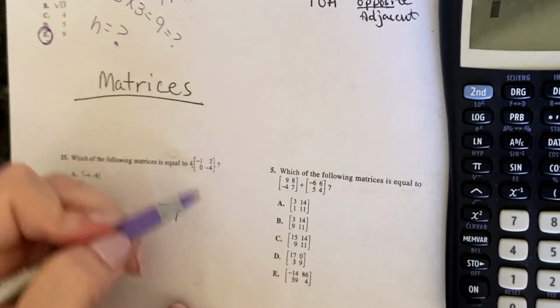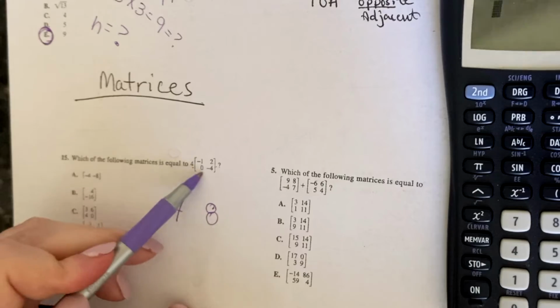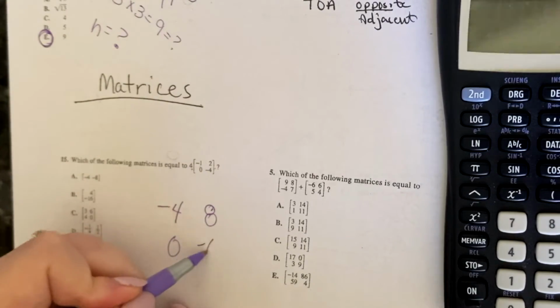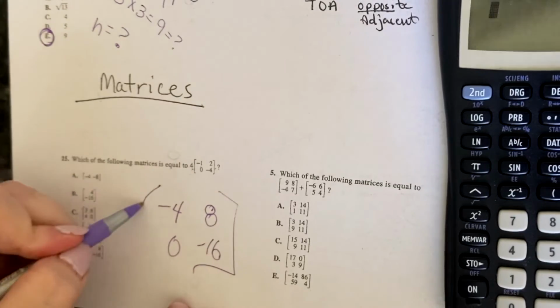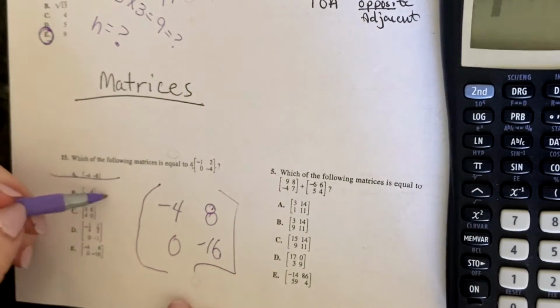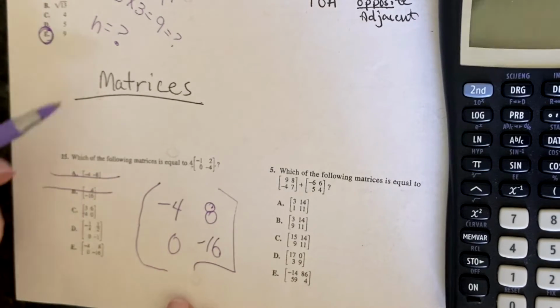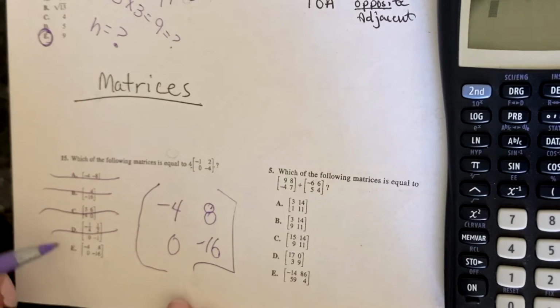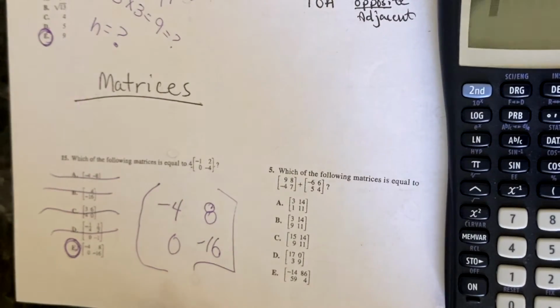And 4 times 2 would be 8. 4 times 0 would be 0. And 4 times negative 4 is negative 16. And that would be your answer. So we know that this is nonsense. That one doesn't fit. Negative 1/4, that doesn't fit. It would have to be that answer right there.